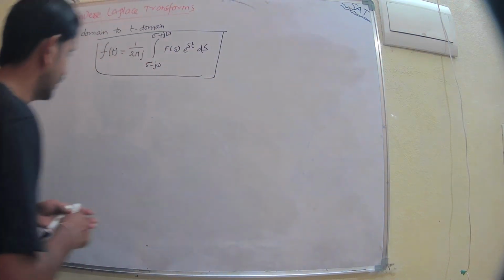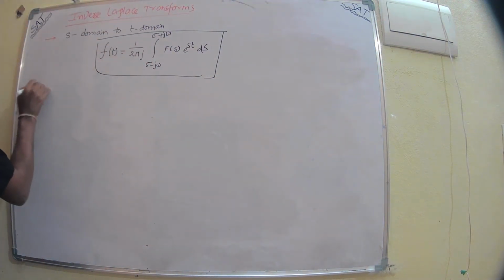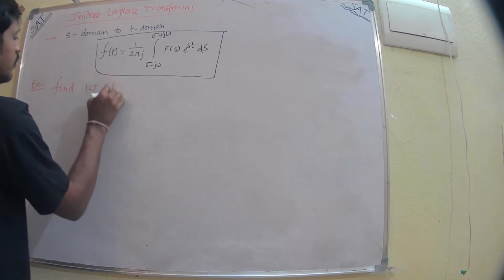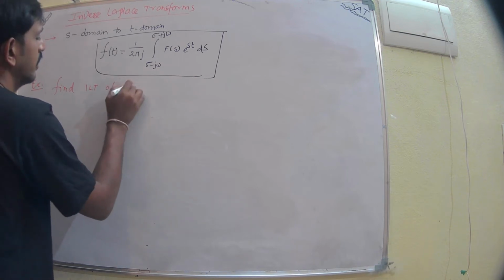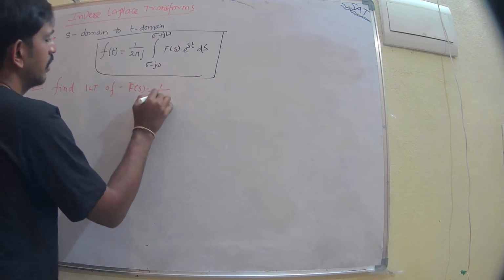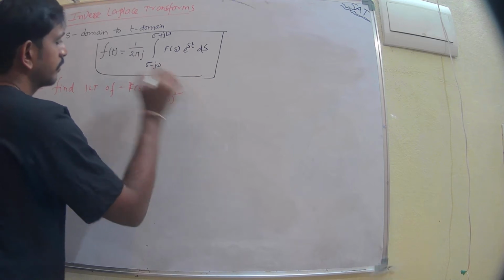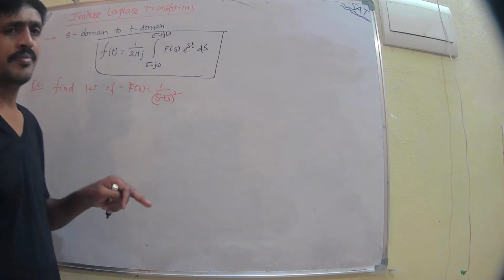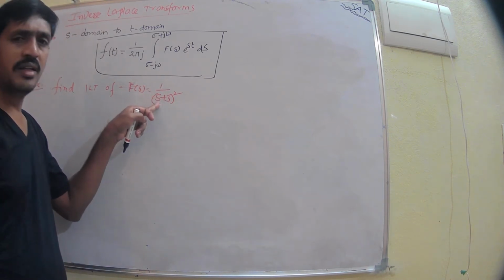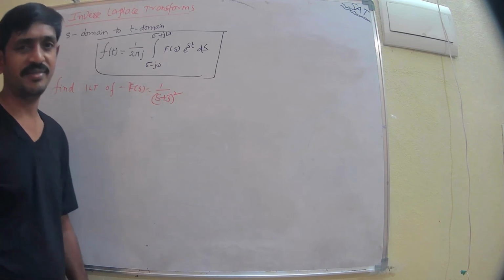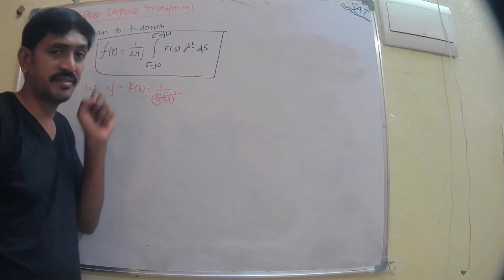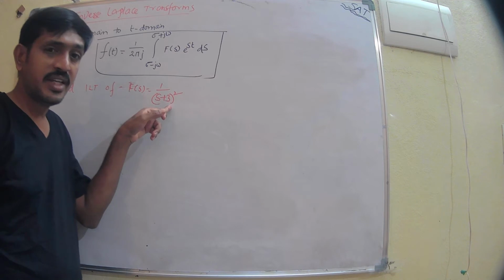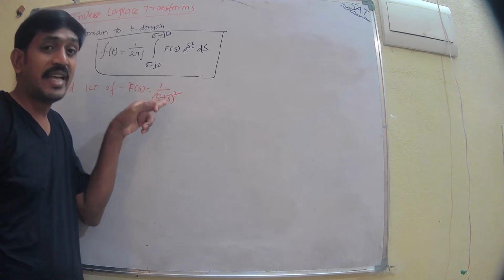So, first example. Example number 1. Find the inverse Laplace transform of F of s equals 1 upon (s plus 3) whole square. If you observe, this is a function in the form of 1 by s square, so it is a frequency shifting. This is a frequency shifted version of the 1 by s square function.